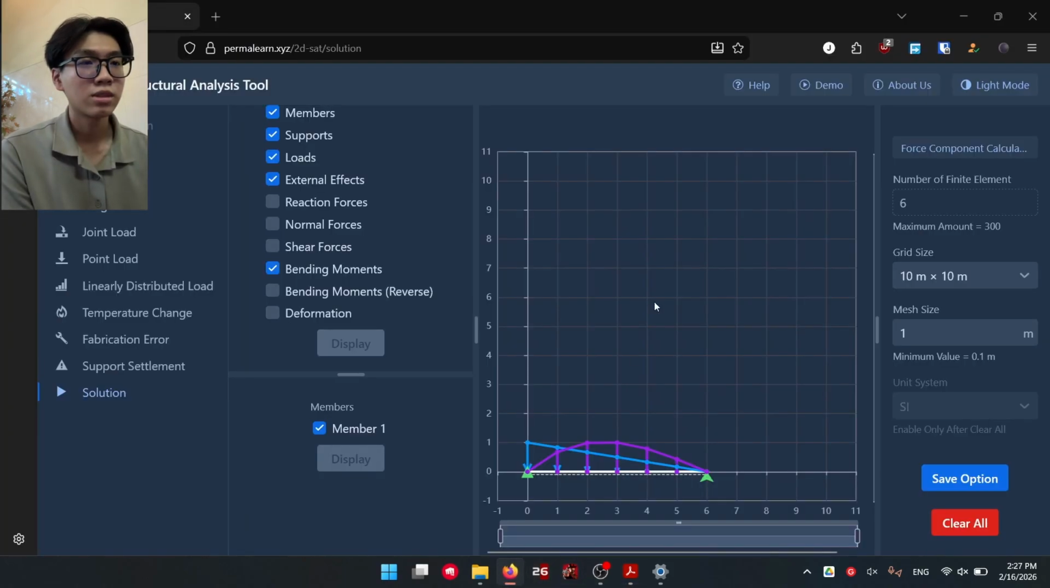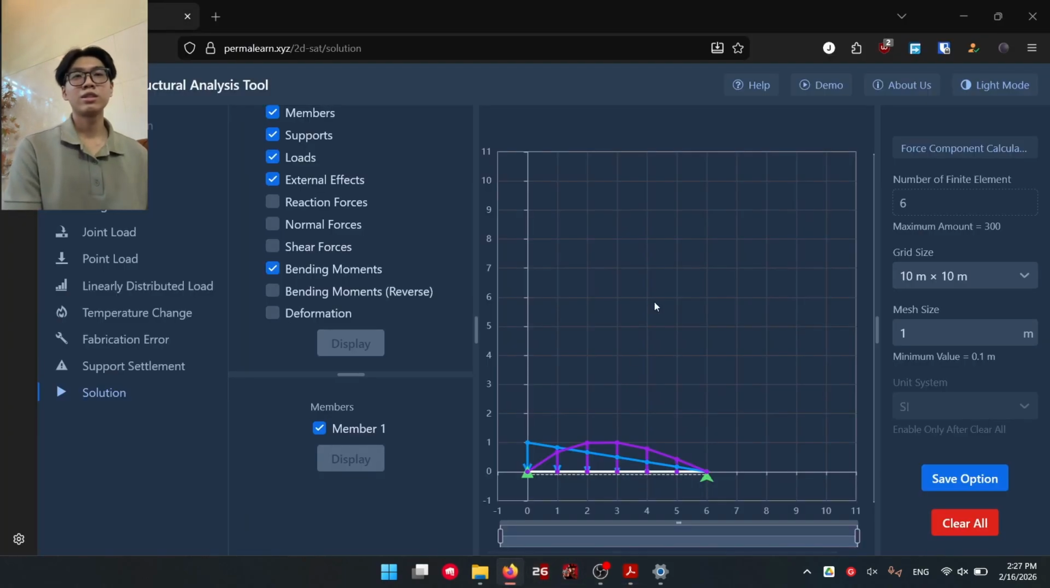So this is all, and as you can see here, the tool PermaLearn.xyz has made solving this kind of exercise very easy and very time saving.